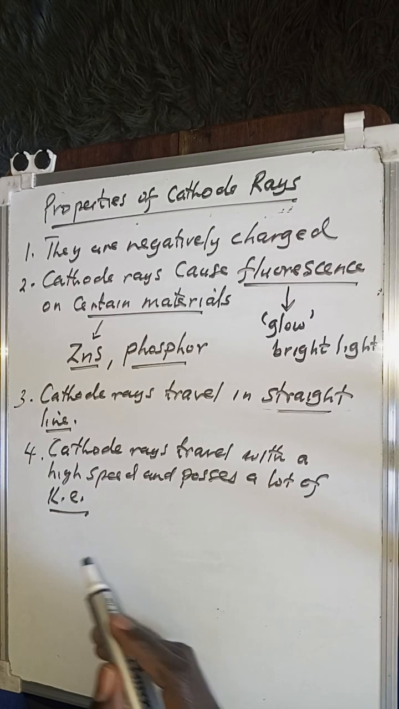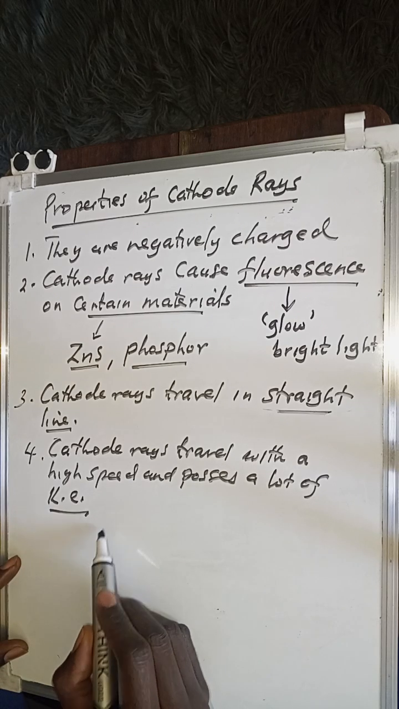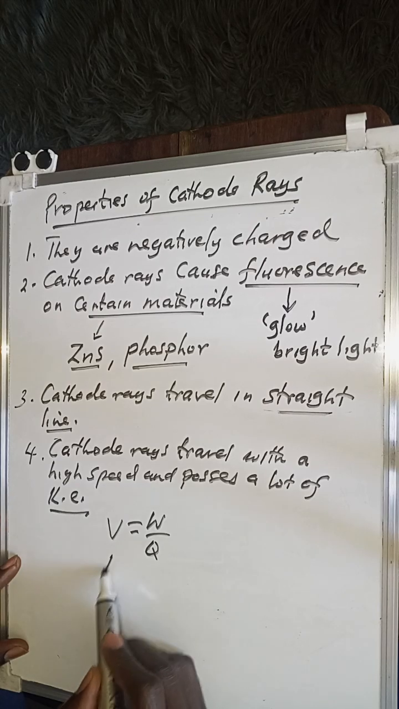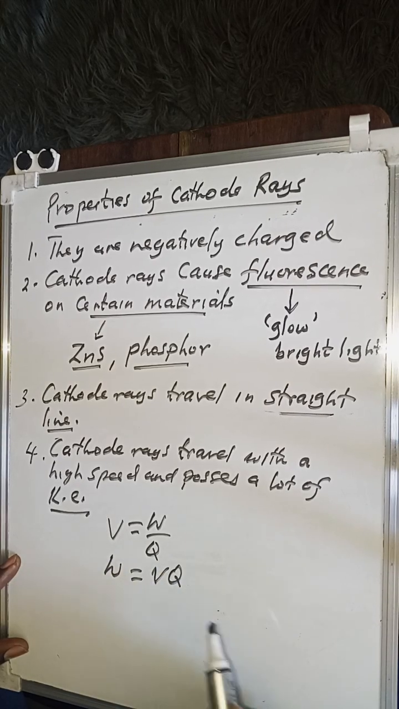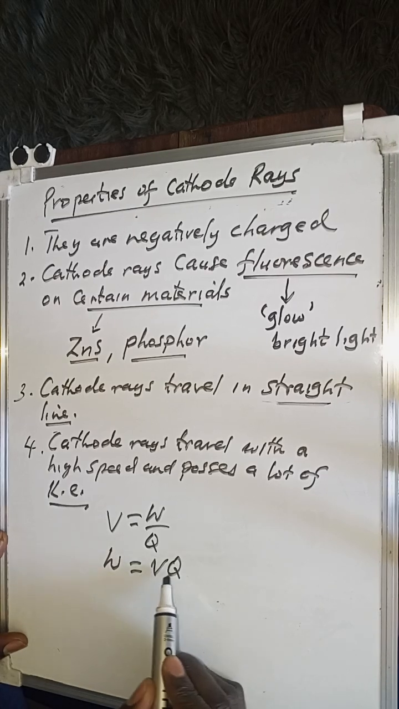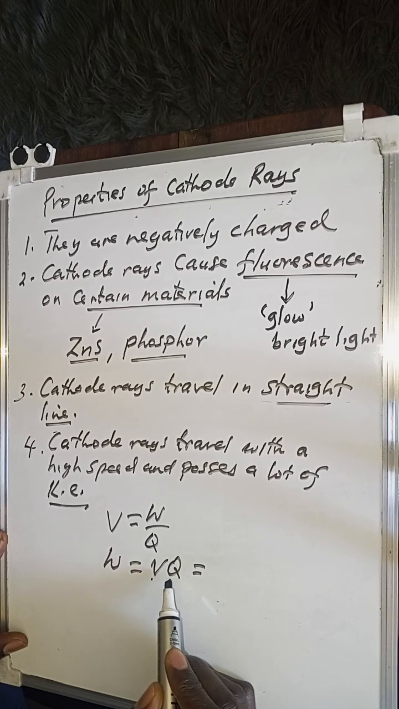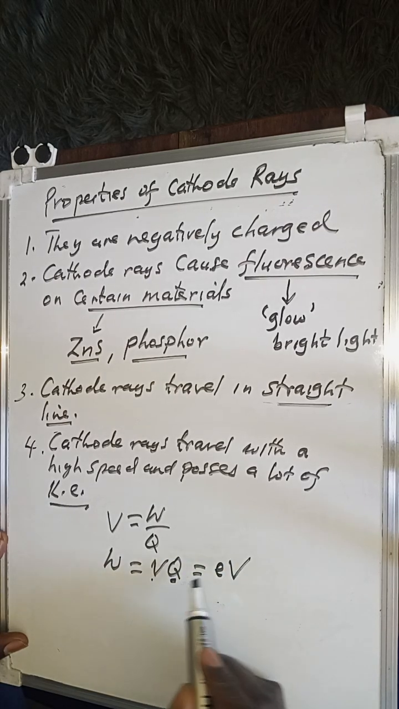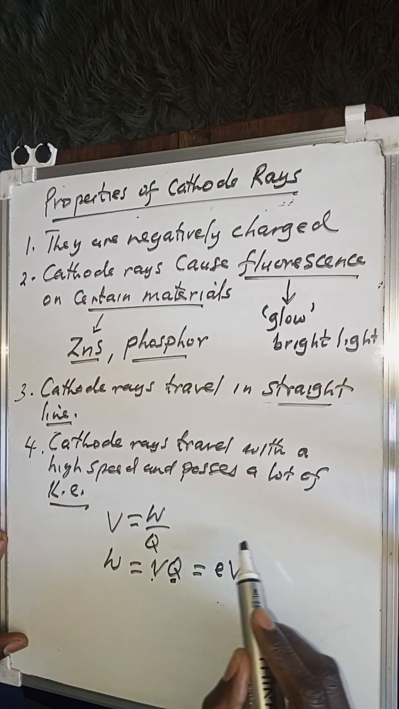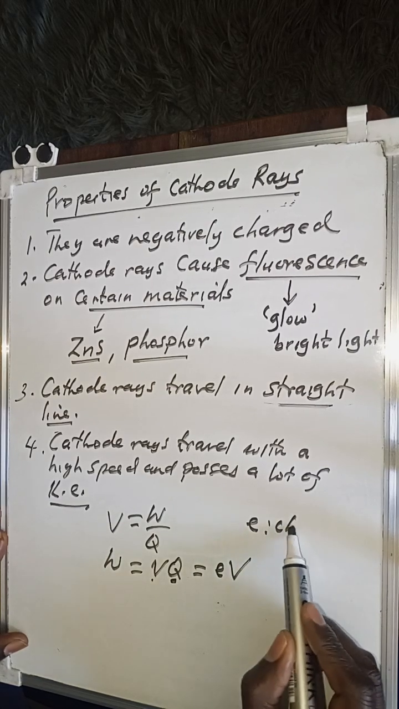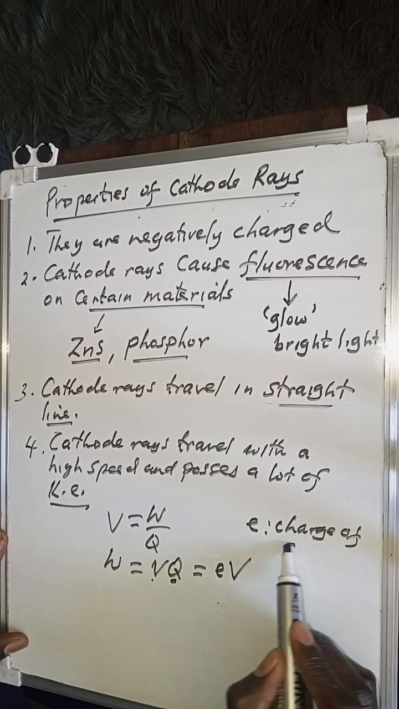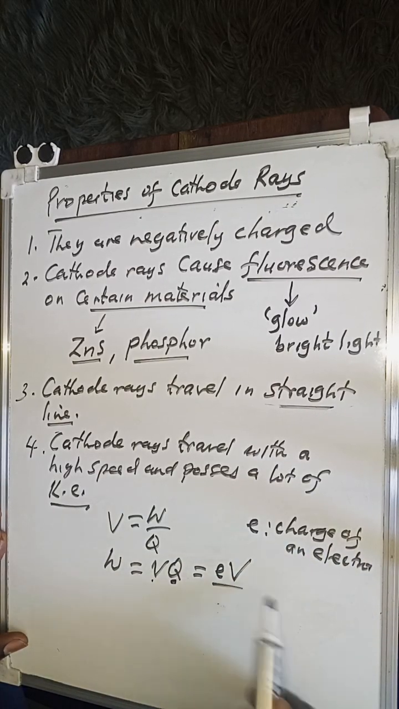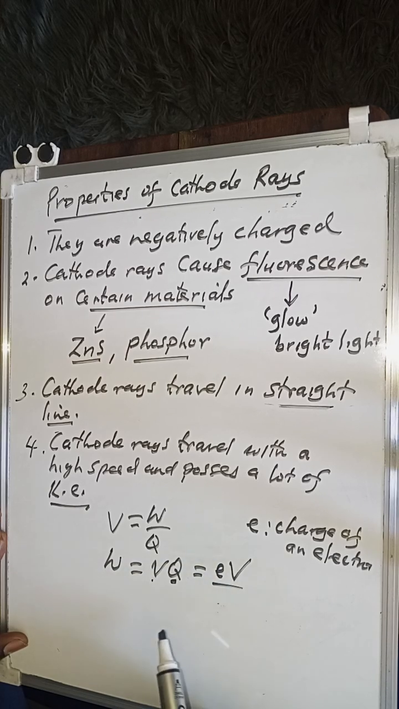Of course, if you are doing pure sciences, you need to remember that voltage is equal to work done divided by charge, and therefore work done is equal to voltage times charge. But we can replace our charge there by e, where e is the charge of an electron. We know what the charge of an electron is. So work is equal to e, the charge of an electron, multiplied by voltage.